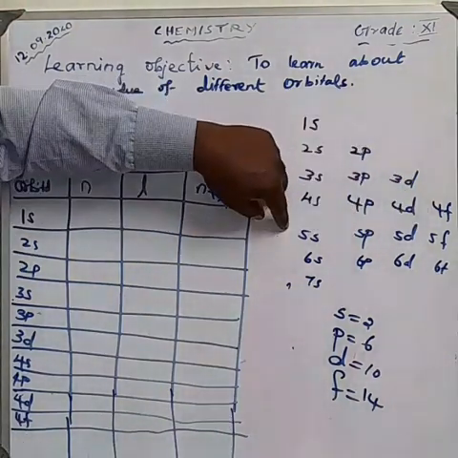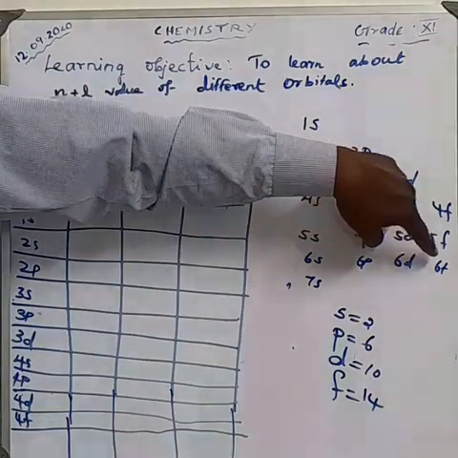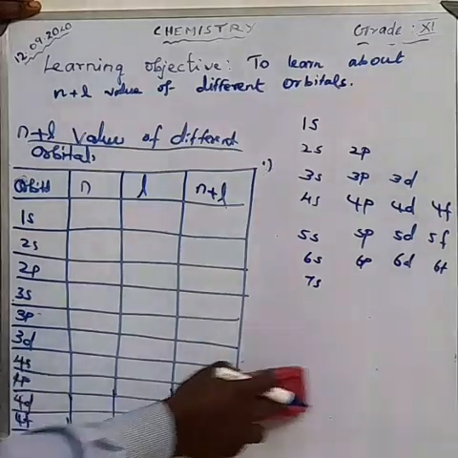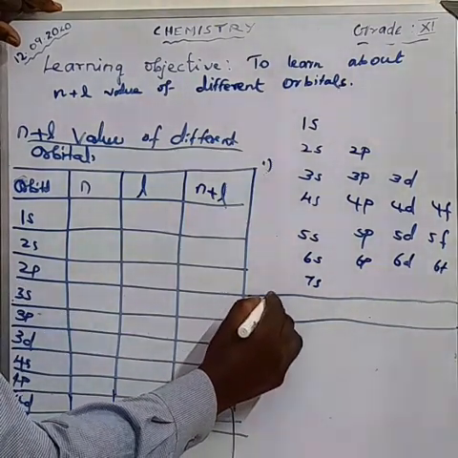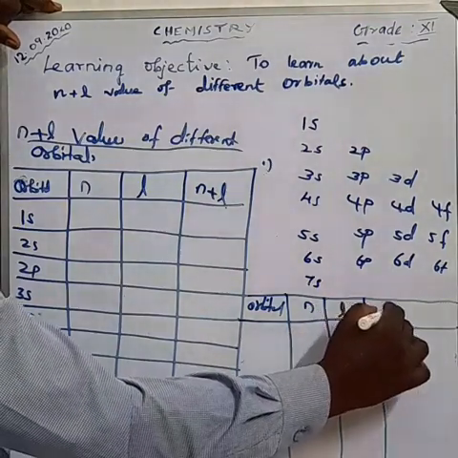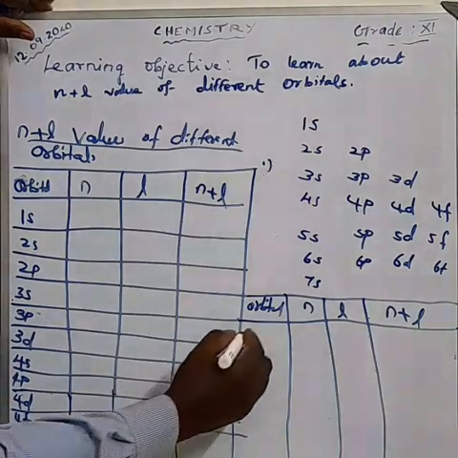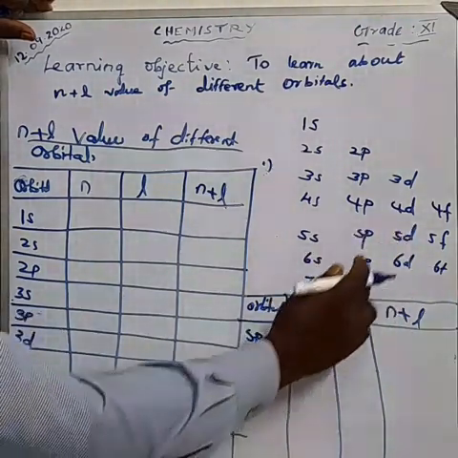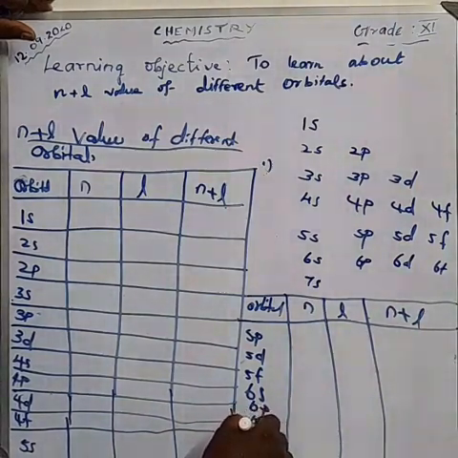After the 4th, you write 5s. Next 5p, 5d, 5f, 6s, 6p, 6d, 6f, 7s. Okay, like that. So I'll write here. 4f, 5s, 5p, next 5d, next 5f, next 6s, 6p, 6d, 6f, 7s. Okay.